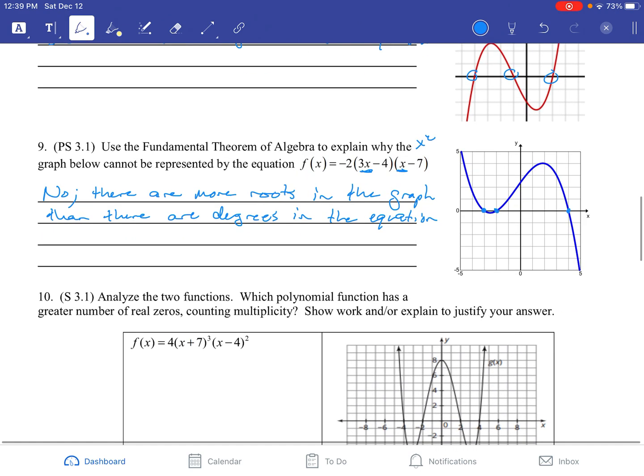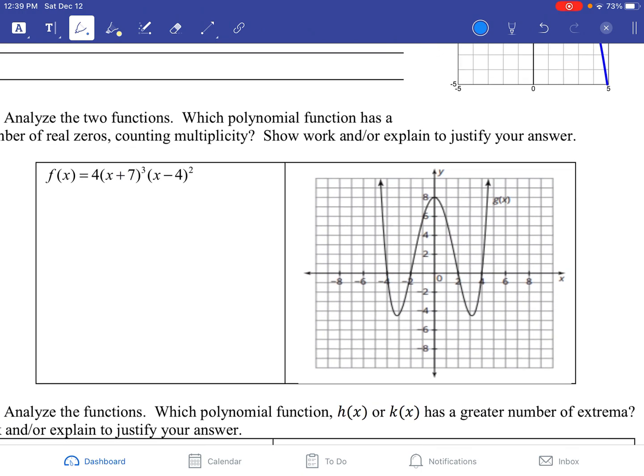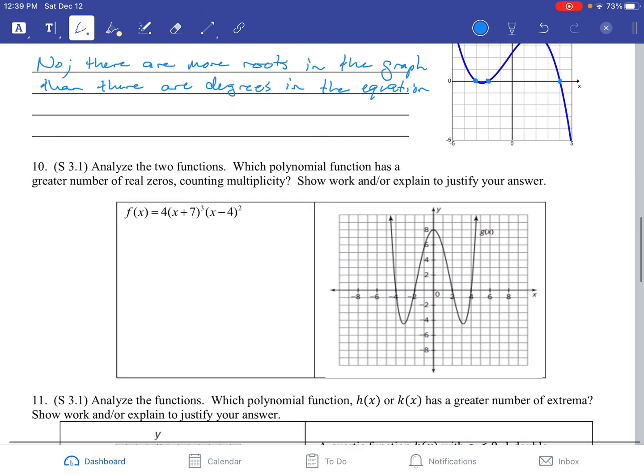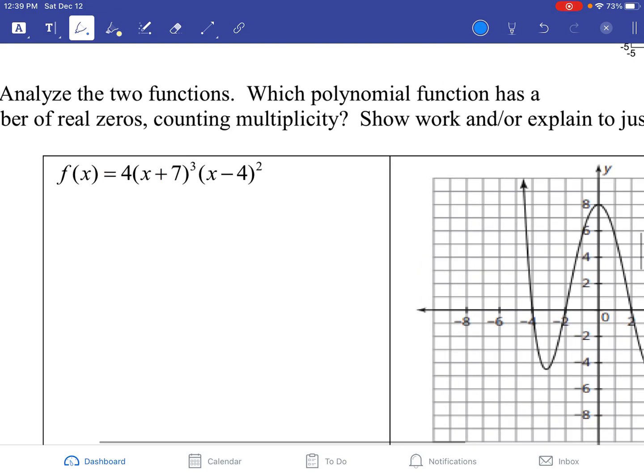Okay. Next, we're going to analyze these 2 functions. We want to know which one has a greater number of real zeros counting multiplicity. Counting multiplicity means we count the number of zeros. So this has 2 zeros because there are 2 different factors, but one has a multiplicity of 3 and one has a multiplicity of 2. So that means there's a grand total of x to the 5th.